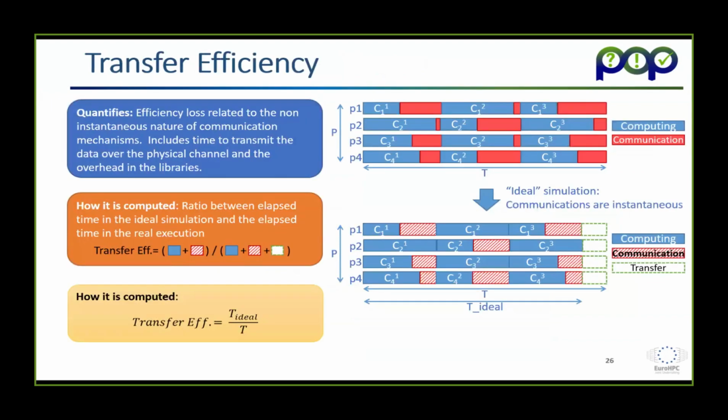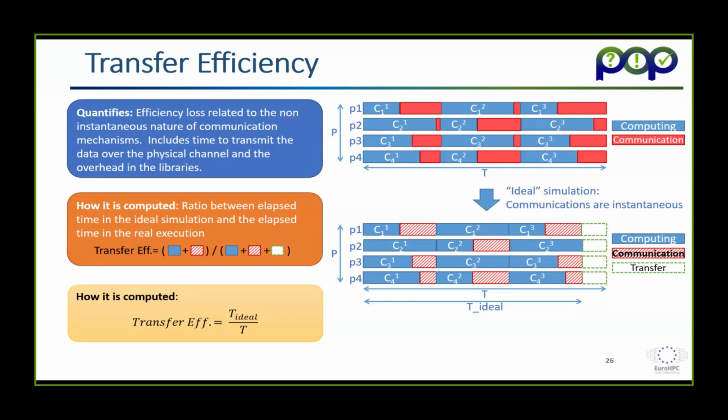To compute the transfer efficiency, we need a simulation where we assume that we have an ideal network. We say, what if everything that happened through communication was immediate? So every time I try to communicate, the data is there immediately. There's no overhead at all in MPI. I would still need to wait for the other process to be ready. So if I'm in a barrier, I will still need to wait for everybody to be there. But once I'm there, there's no overhead at all. This is what we call transfer.